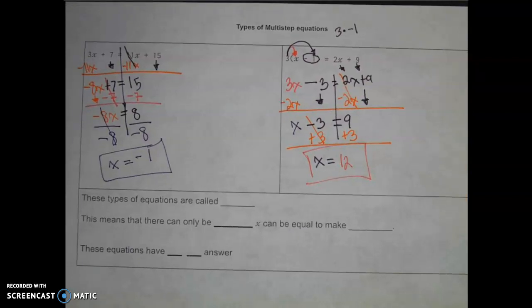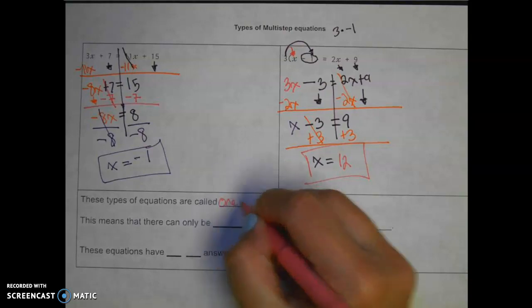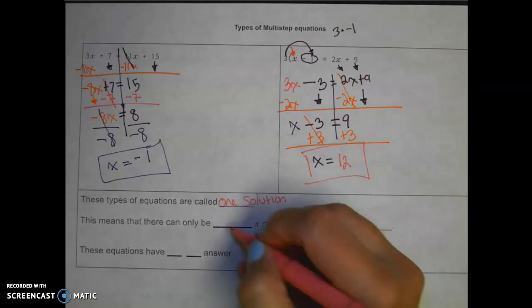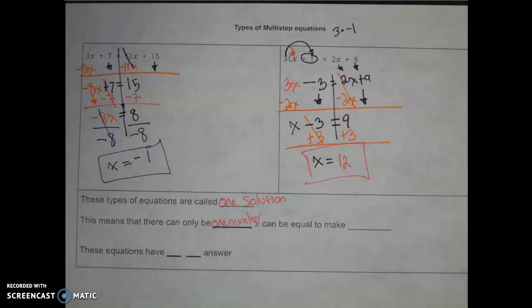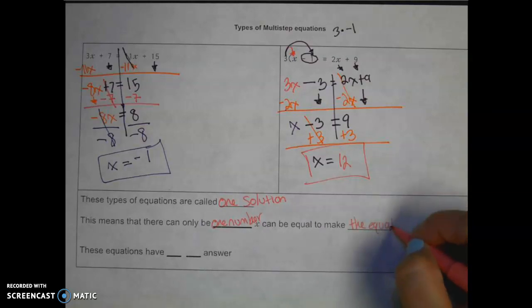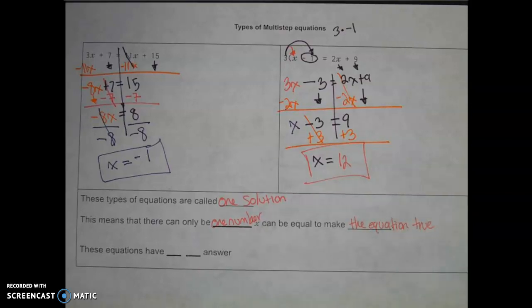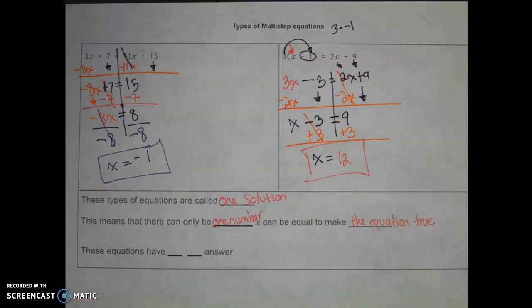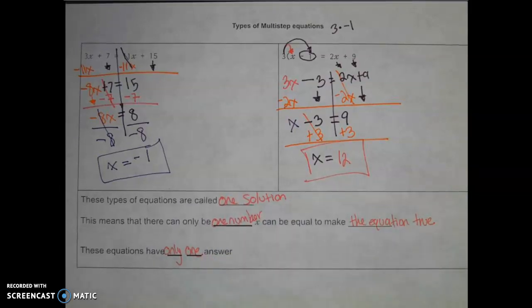So these types of equations are called one solution. And here's why. This means that there can only be one number x can be equal to make the equation true. Meaning there's no other number that x could be at all. X has to be -1. X has to be 12 to make this true. So these equations only have one answer. Only one. X equals blank. Okay, let's move to the practice problems.